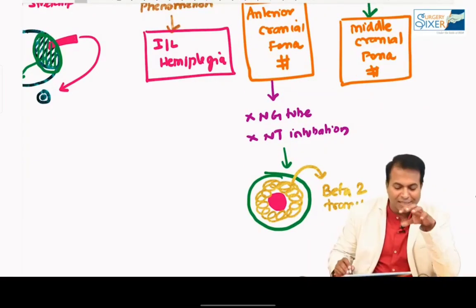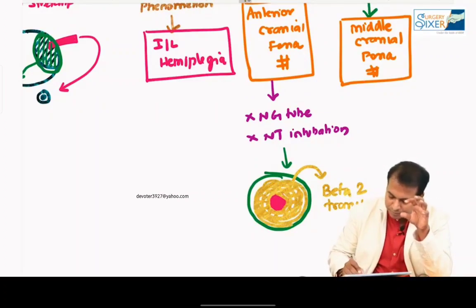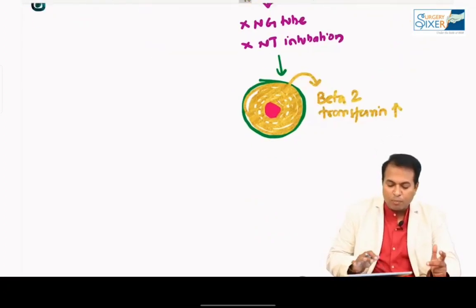Please don't forget that the way to identify CSF rhinorrhea is by putting the fluid on a blotting paper. You can see the central blood surrounded by CSF like a ring. This is known as anterior cranial fossa fracture. So please don't forget these points between anterior, middle, and what about posterior cranial fossa fracture?